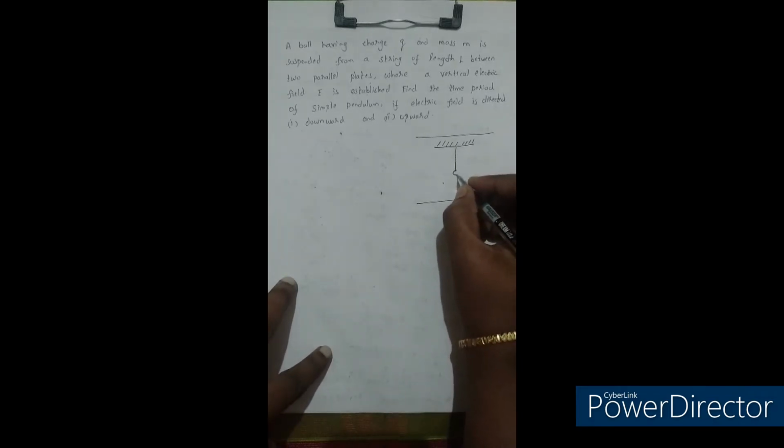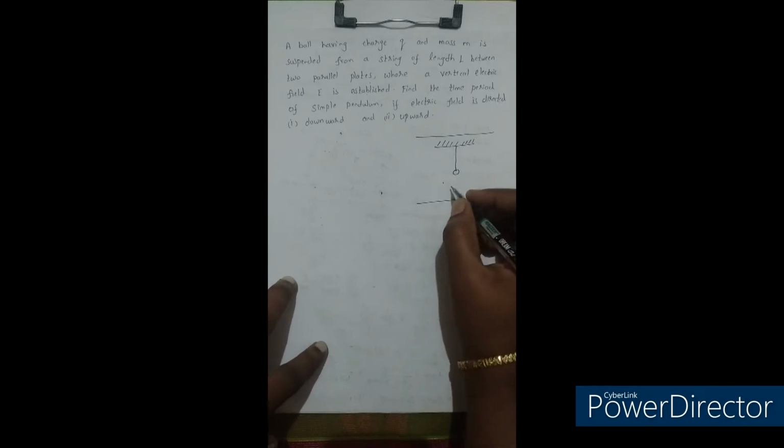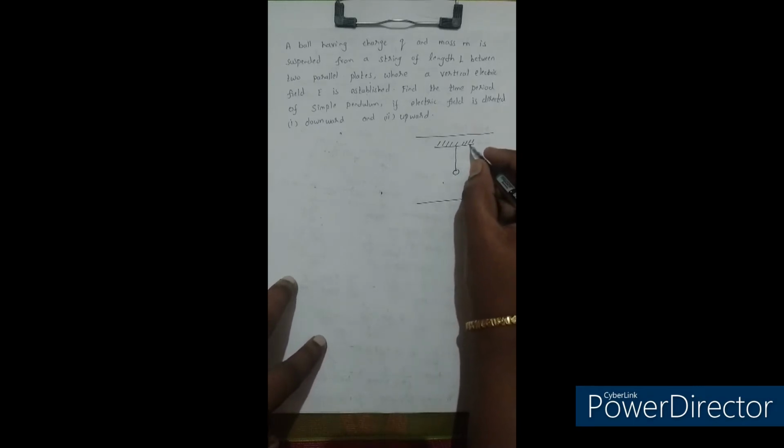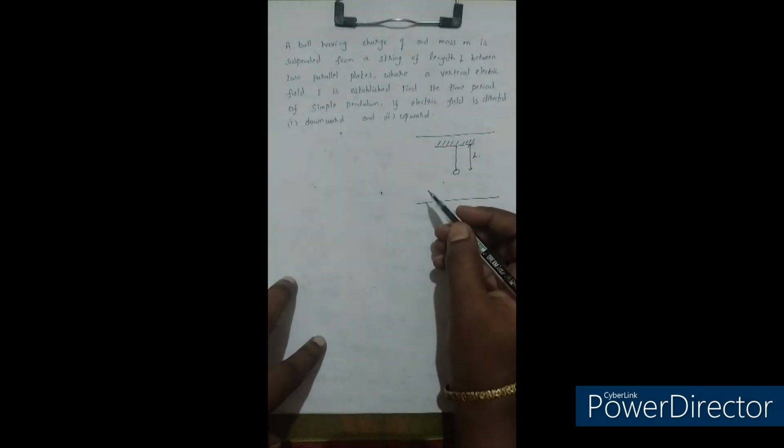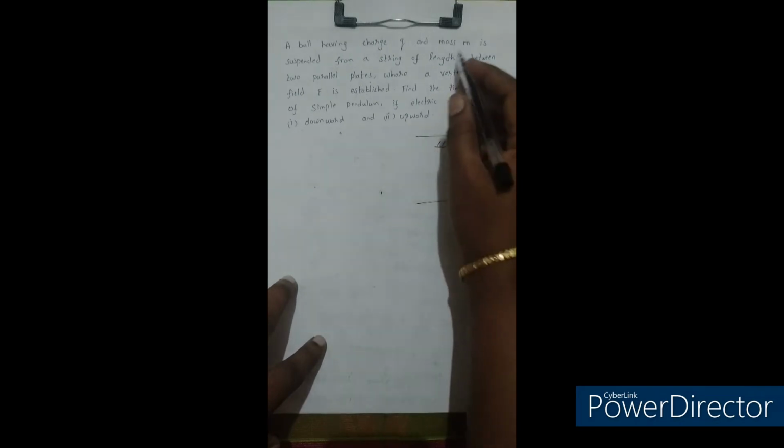Let this be the ball for me, right? Suspended from the string of length L, right? So the length of the string is equal to L. Okay, right? And the charge is q. Okay, right? And the mass is m.